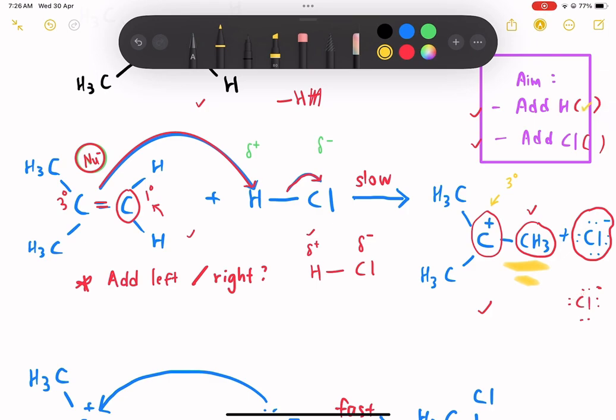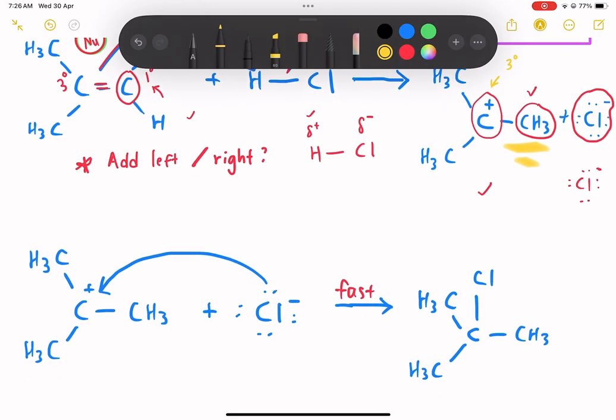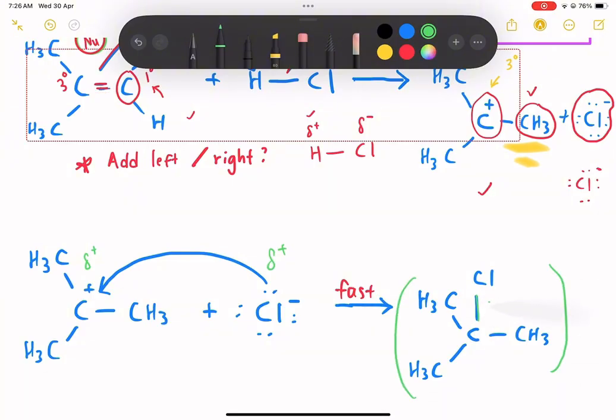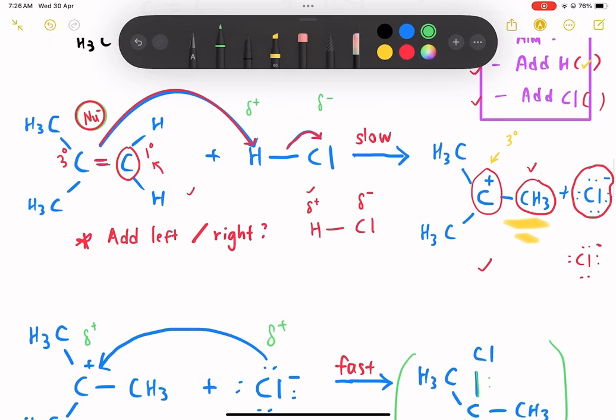The next step, we are going to add Cl. So, the remaining Cl-, which is partially negative, is going to attack the partially positive carbocation, and the resulting compound will form this. This bond is formed when there are 2 electrons. Lastly, for these 2 steps, you must remember to write whether it is slow or fast.